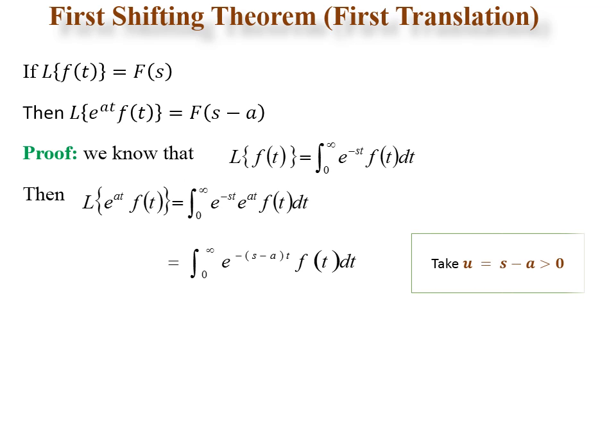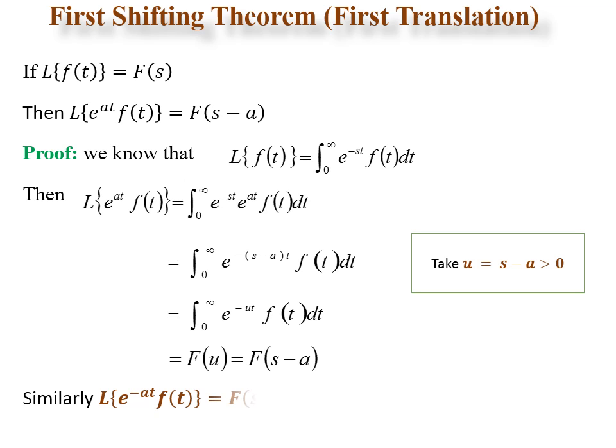Now we take u equals s minus a, which is greater than 0, because s is greater than a here. So it becomes the integral from 0 to infinity of e to the power minus ut f(t) dt. Now it is again in the form of a Laplace transformation, so we can write F of u, and what is u? u is s minus a, so finally it is F of s minus a.